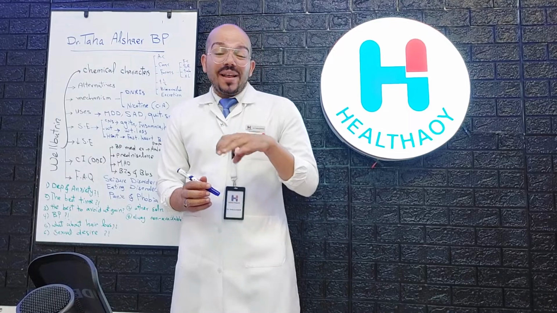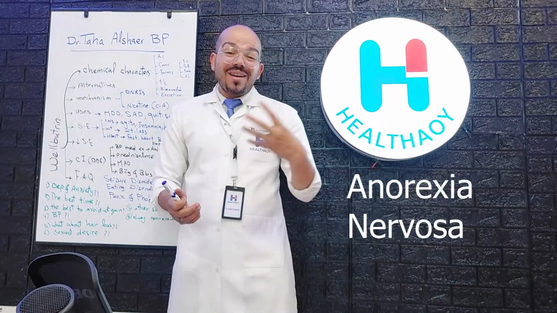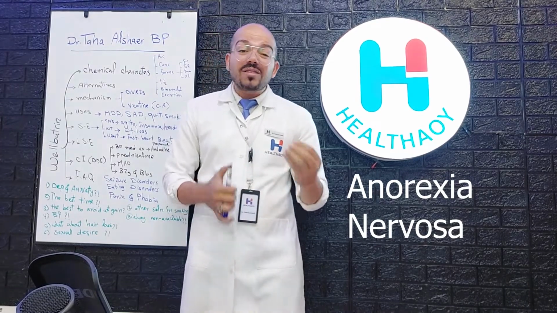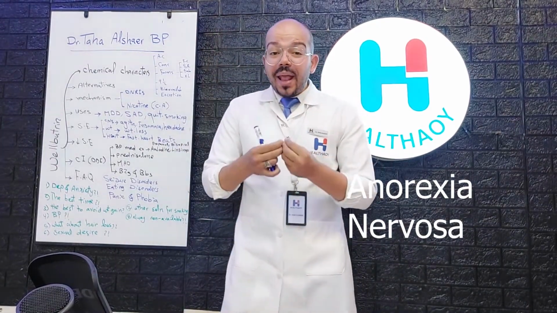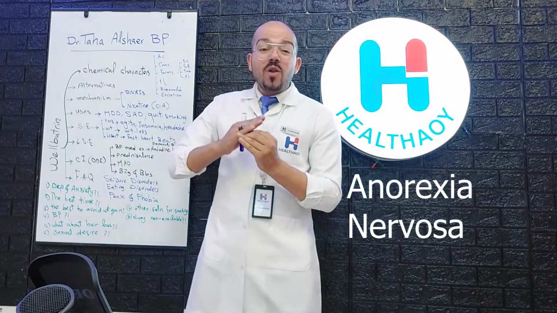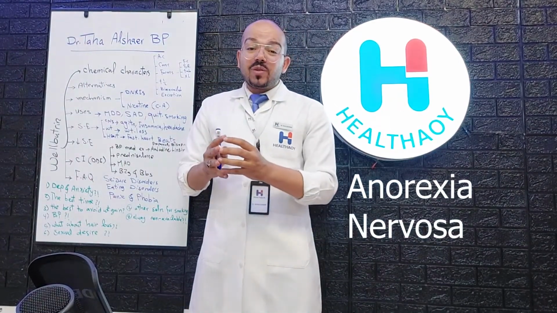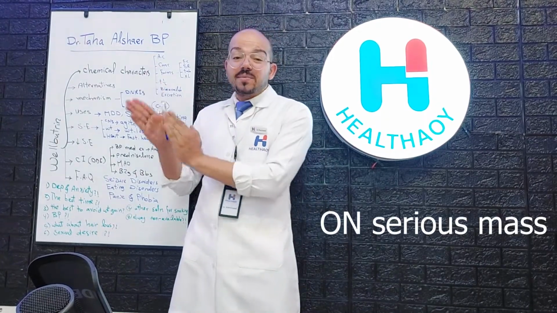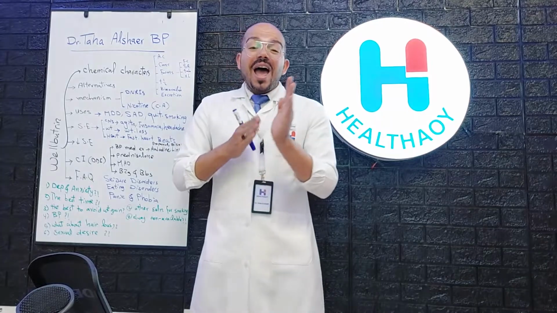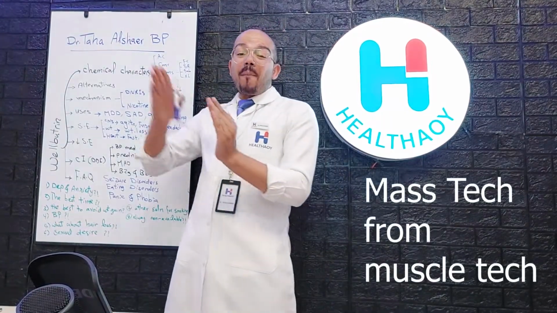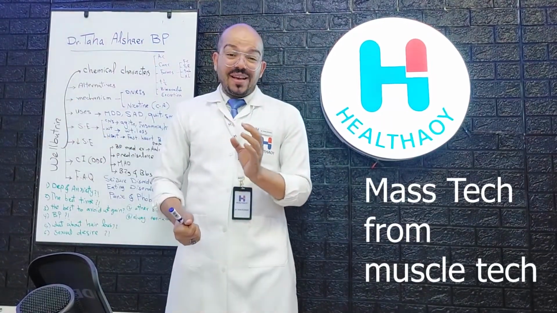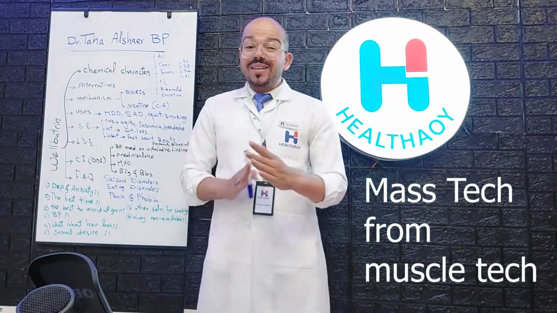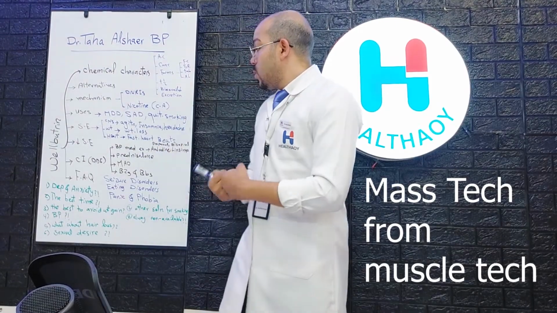But if anyone is suffering from anorexia nervosa or any other eating disorder, I advise him or her to take something which contains vitamins, minerals, and amino acids in the same product, like for example Optimum Nutrition Serious Mass powder or Mass Tech powder from the MuscleTech company. These are sports nutrition supplements and do not interact with Wellbutrin at all.